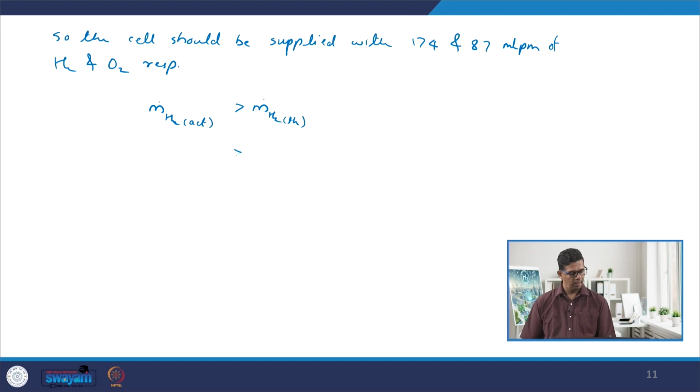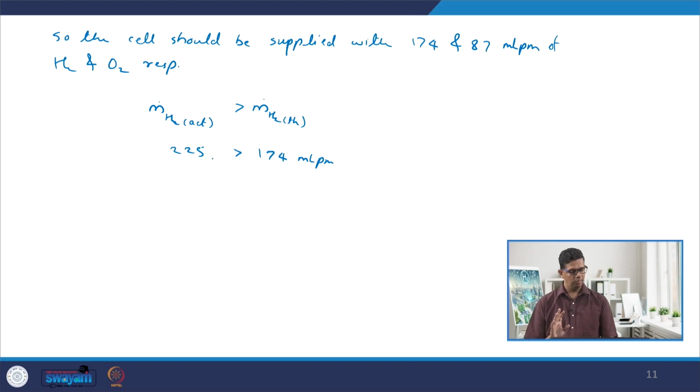So, we know this is around 174 milliliters per minute. What should be our actual flow rate of hydrogen? It should be more than 174. We can even make it 175, but that increment with respect to the actual mass flow rate should be slightly considerable. So, in and around, we can keep it at around 225 milliliters per minute.